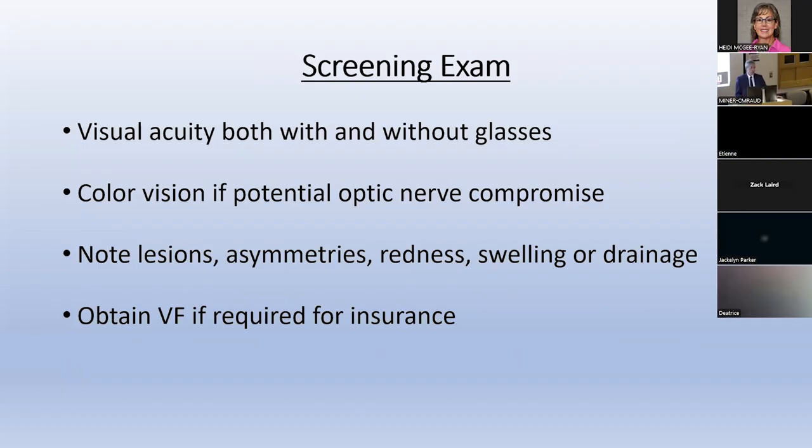So, of course, you start off getting the visual acuity as you would for any exam. But if the patient has any potential optic nerve compromise, and this would be especially with thyroid patients, anybody with any orbital disease, check the color vision because that's one of the most sensitive tests for optic nerve dysfunction. Make note of any lesions, facial or lid asymmetries, redness, swelling, and drainage. I mean, that stuff's pretty obvious, but make sure it's in your note.